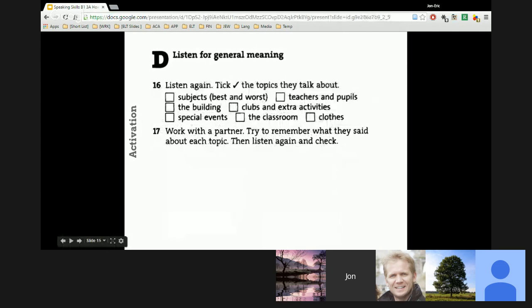Here, you'll notice some of the subjects that came up in the two dialogues. Subjects like the best and worst thing that they mentioned, the teachers and the pupils that they went to school with, remembering the building itself, remembering clubs and extras, special events, the classroom, clothes. All of these topics, or pretty much all of these, came up. For example, clothing. Do you remember what clothing one of them had? Yeah, green jackets. Jeremy said they had to wear a uniform, and it used to be green jackets.